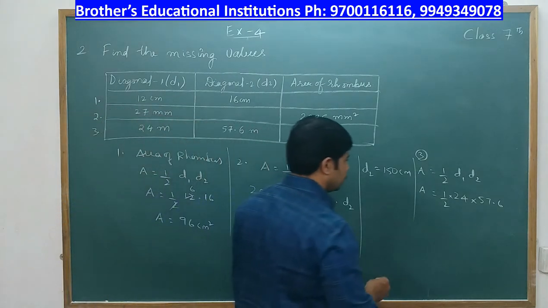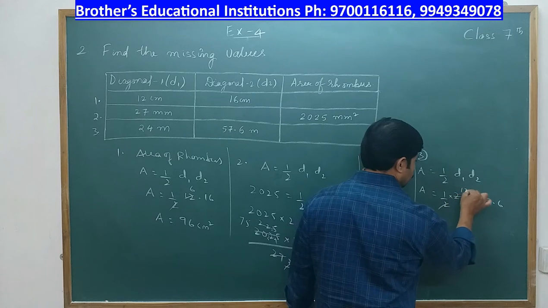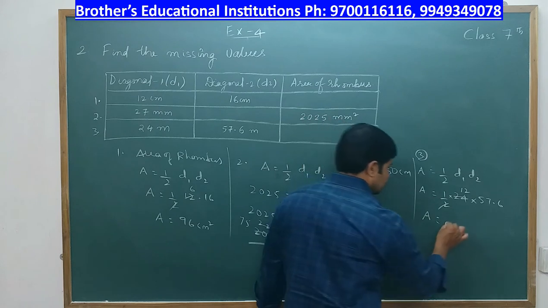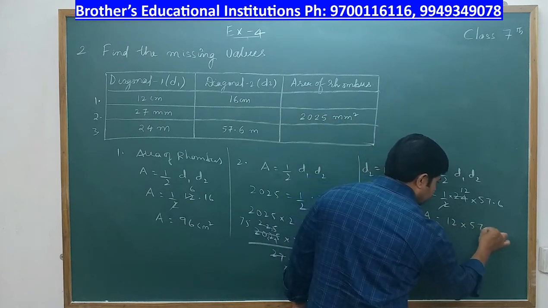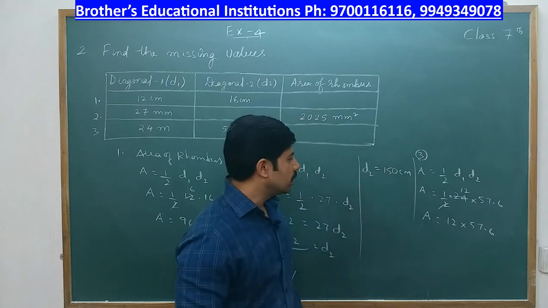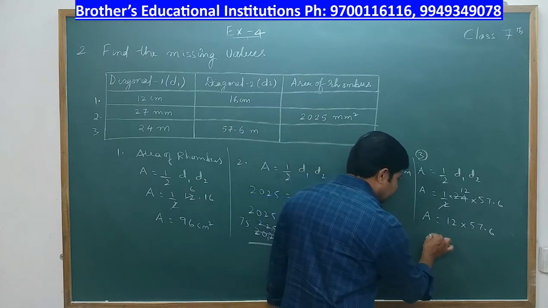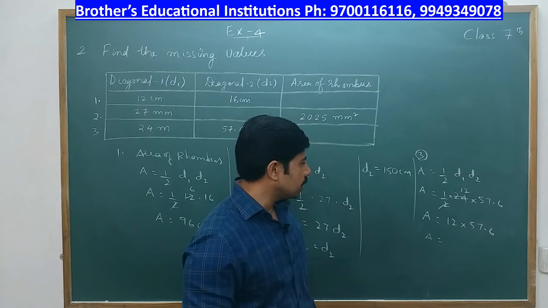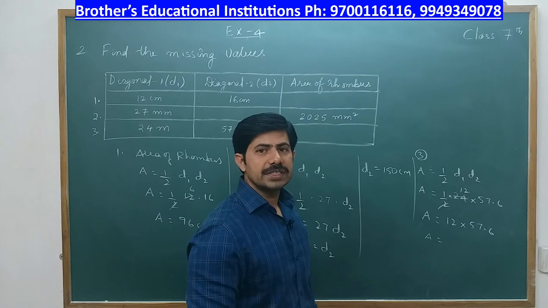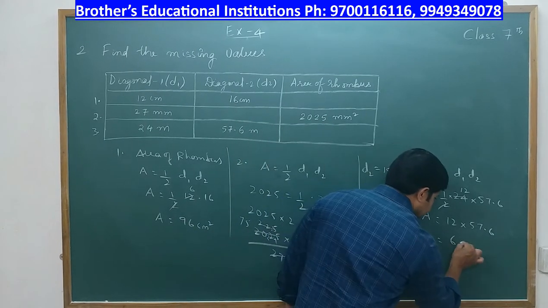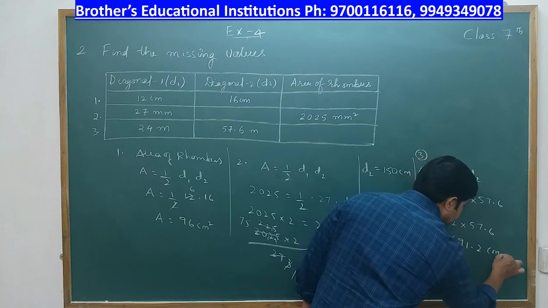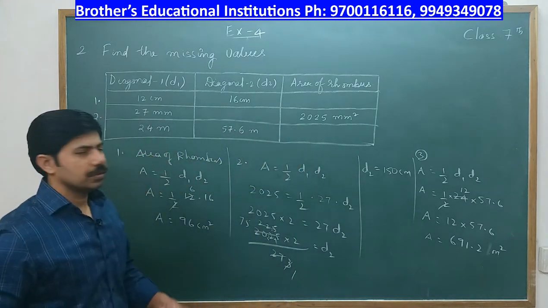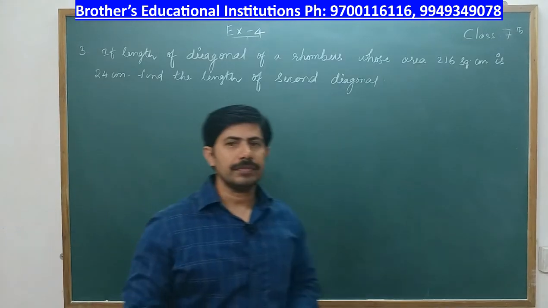So what we'll do is, see, just eliminate, 2 1s are 2, 2 12s are 24. So area is, we have to multiply 12 into 57.6. So what is 12 into 57.6? 12 6s are 72, carry. 12 7s are, so we are getting 691.2. 691.2 centimeter square. Not okay, not centimeter square. It is meter square, right? So this is completed. Next problem.